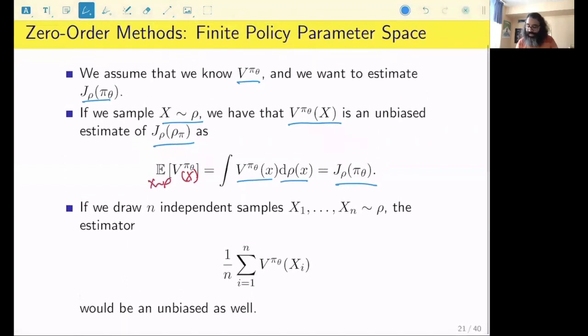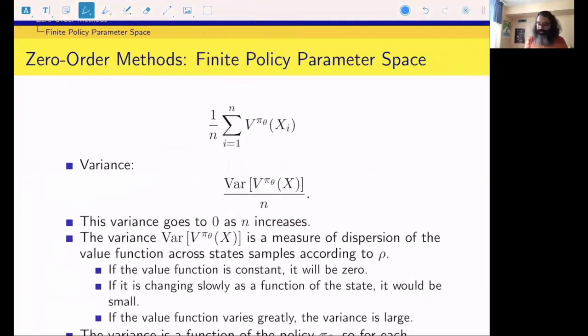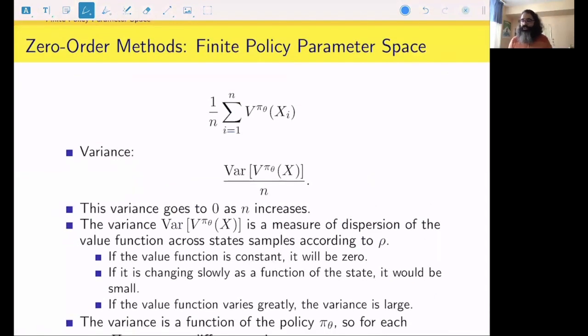And if we have n independent samples from the same distribution, then my estimator can be 1 over n times the summation of v of pi theta of each x_i. Essentially, if this is the state space, I choose the x_i's from the distribution rho, and then take the average. This would again be an unbiased estimate of the performance. This estimate also has some variance because we are sampling instead of computing the expectation exactly.